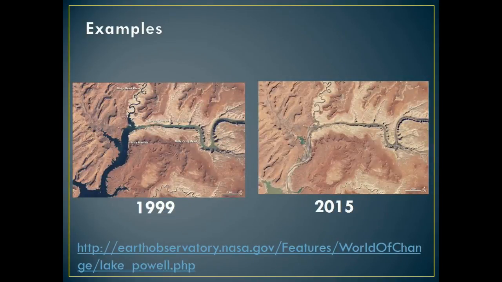Humans use a lot of water. Think of how much water you use in any given day. Lake Powell is a man-made reservoir that was completed and filled in 1980 by backing up a portion of the Colorado River. In 2015, you can see that the Colorado River has no or very little water running into the reservoir.